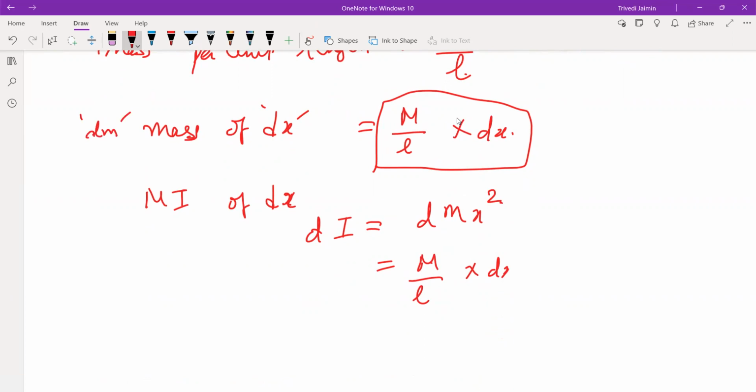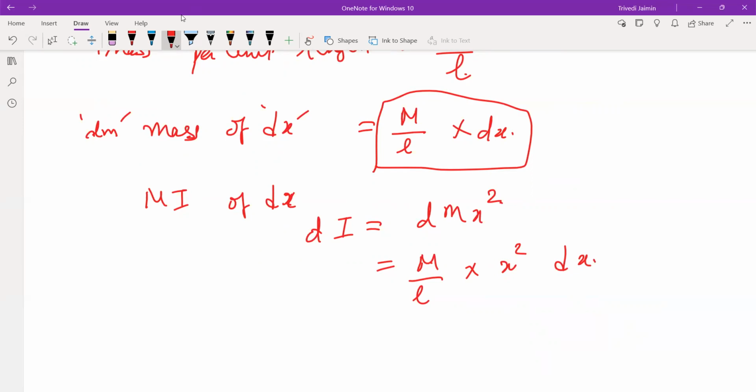In the same way, we'll do it with area if it is 2D, and with volume if it is 3D. This is just 1D, length only, not even 2D. Are you able to understand what I'm saying? Yes, sir. Okay, x square and dx we have.